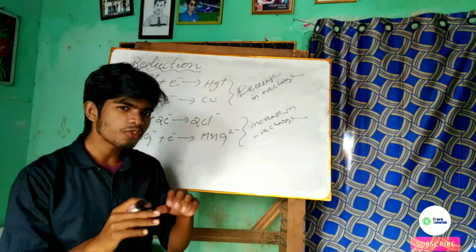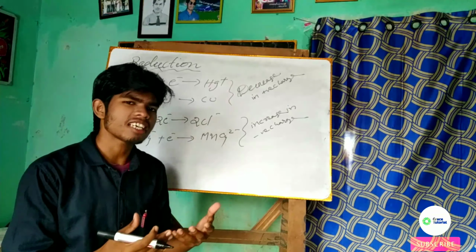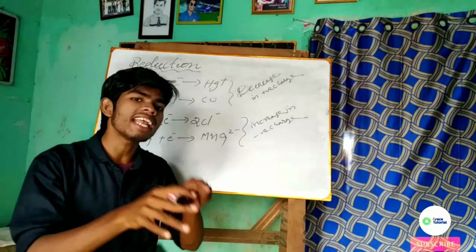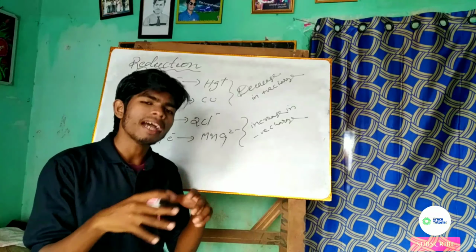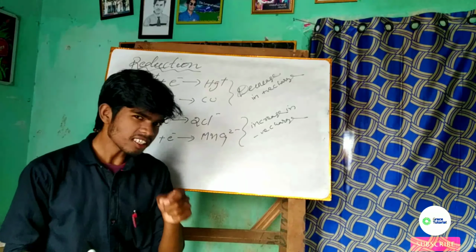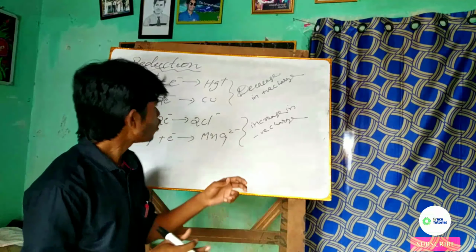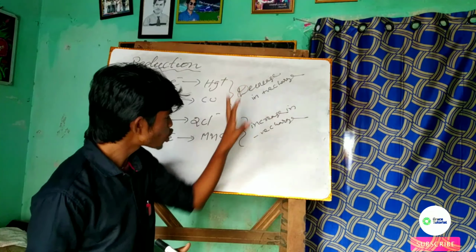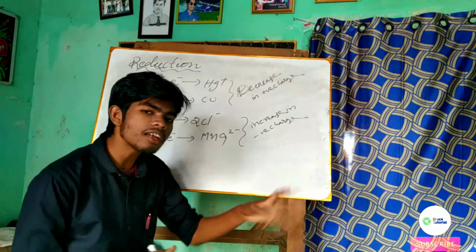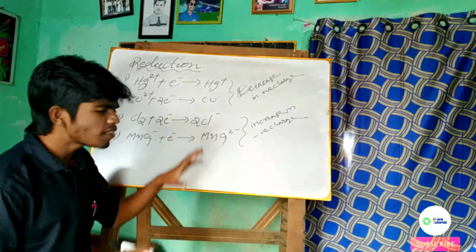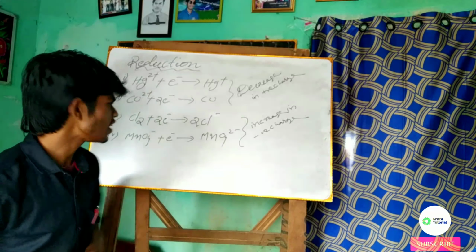Reduction is defined as the process which involves the gain of electrons by an atom or an ion. But during this reduction, what happens? There is a decrease in the positive charge and an increase in the negative charge. Let's look at some examples so that you can get it very easily.